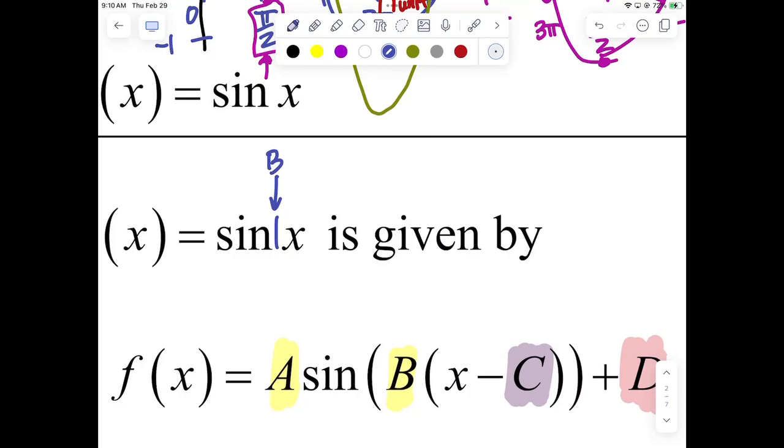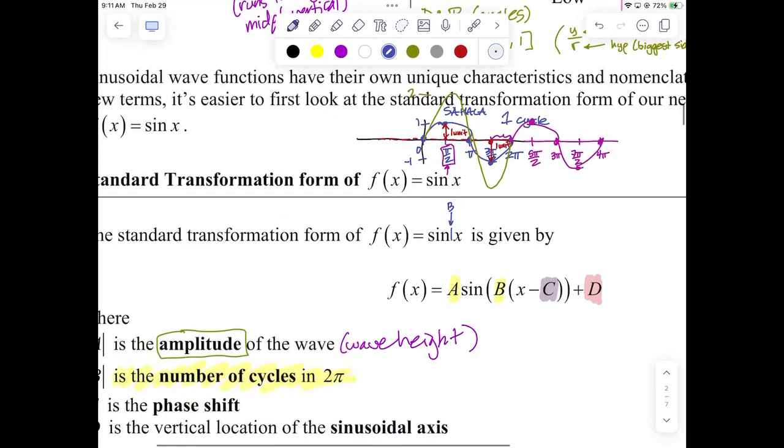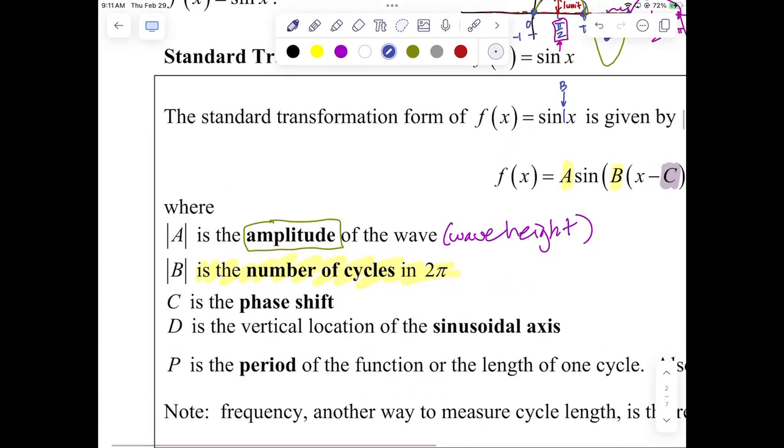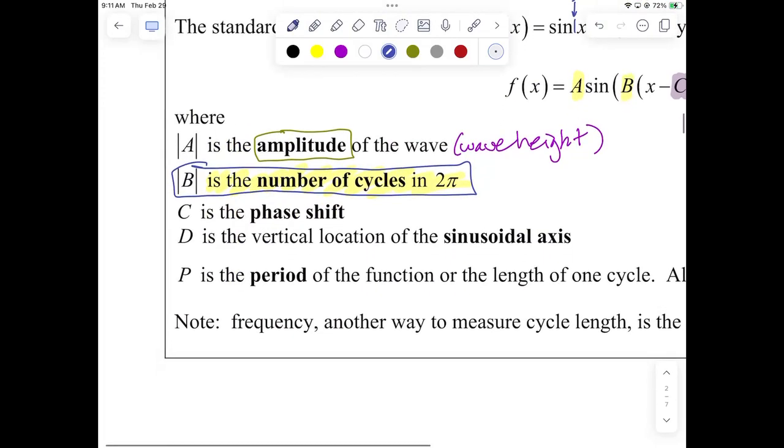But if I change that to 2, I'm horizontally compressing it by a factor of 2. So now I'm going to see 2 cycles between 0 and 2 pi, where previously I saw 1, okay? If that was the 1/2, I would stretch it horizontally by a factor of 2, and now I'm only seeing a half of the cycle between 0 and 2 pi. Okay, so does that change the period? It does. The number of cycles in 2 pi will change the period. So let's jump down here. P is the period.